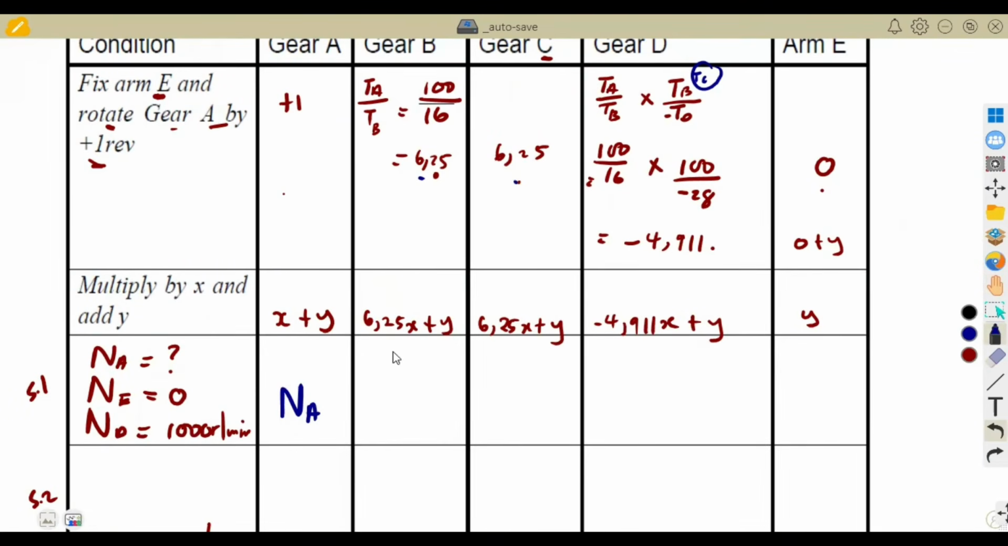A, we want to calculate the speed of A. B, do we have anything for B? There's nothing. What about for C? There's nothing. What about for D? D is 1,000. That is the speed there.